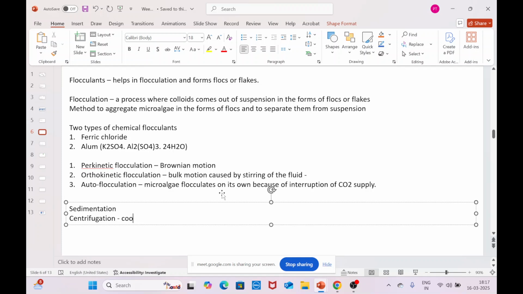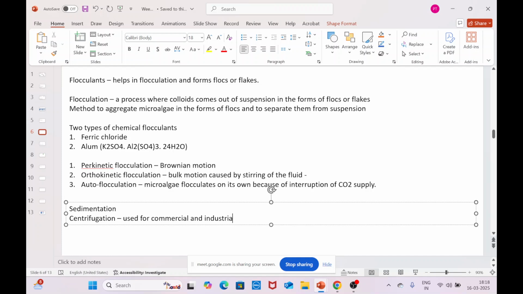This is used for commercial and industrial purposes.